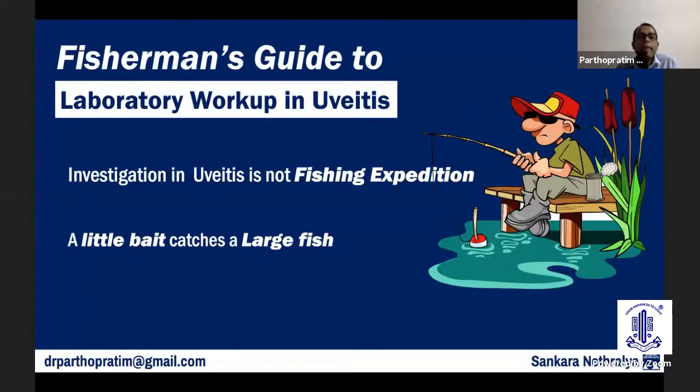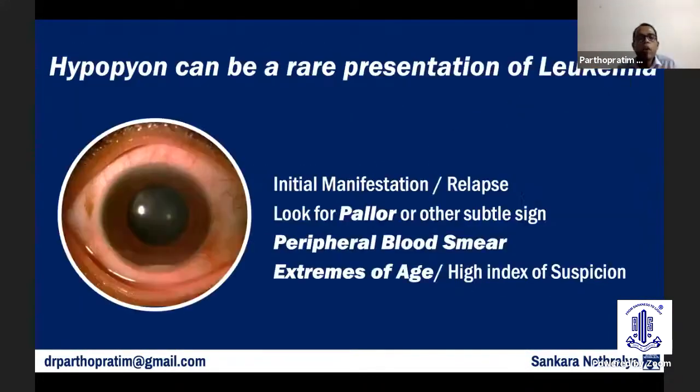So number 2, a little bait catches a large fish. This is very important, as many people have discussed that hypopyon can be a rare presentation. From my experience, I can tell this: leukemia can be the initial manifestation and sometimes the presenting sign of a relapse. So looking at simple signs like pallor and other subtle signs like weight loss, and a simple 200 rupees blood test, the peripheral blood smear, can clinch the diagnosis of such a hematological malignancy. Also keep this in mind when you are examining or dealing with a patient of uveitis in extremes of age.